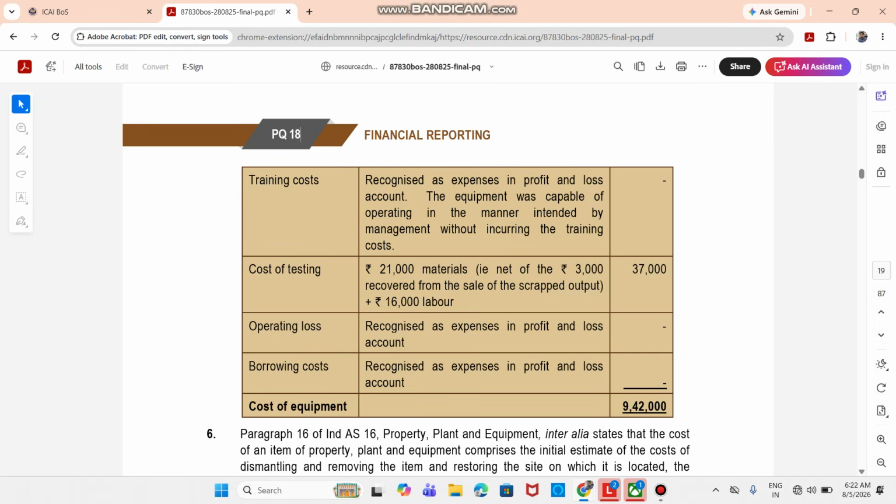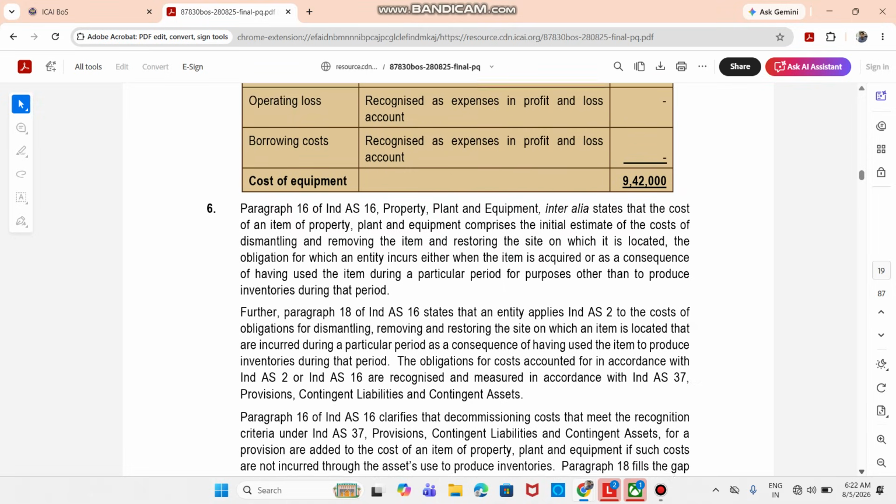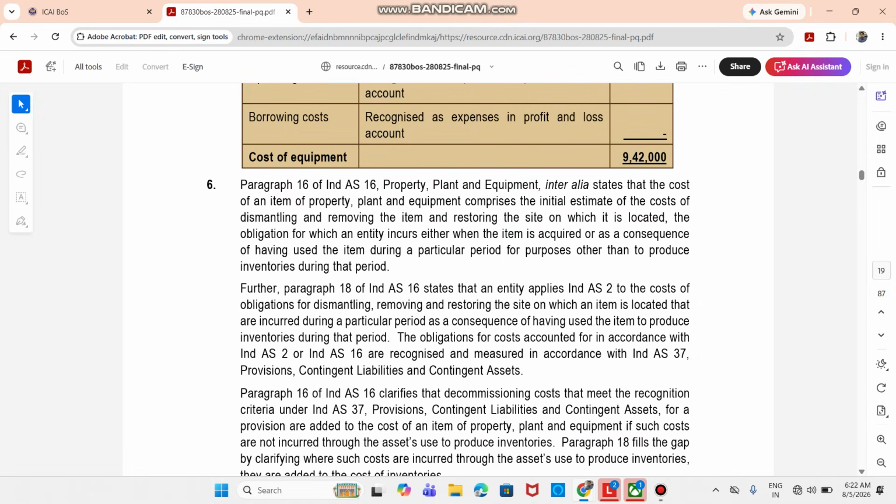So first you should start with the relevant para of Ind AS 16. It states that the cost of items of PPE will include the initial estimation of the cost of dismantling and removing the item and restoring the site on which it is located, and also the obligation which an entity will incur when the item is acquired or as a consequence of having used the item during a particular period for purpose other than to produce inventories during the period. That is very, very important. I repeat, other than to produce inventories during the period.